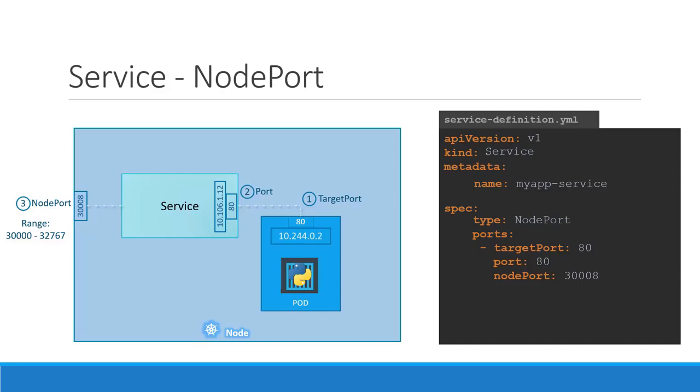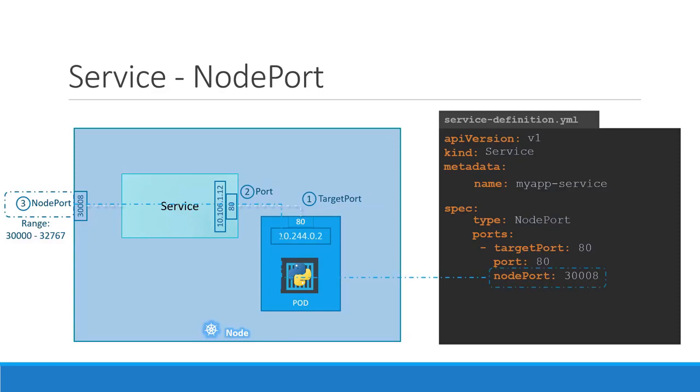The next part of a spec is ports. This is where we input information regarding what we discussed on the left side of the screen. The first type of port is the target port, which we will set to 80. The next one is simply port, which is the port on the service object, and we will set that to 80 as well. The third is node port, which we will set to 30008 or any number in the valid range.